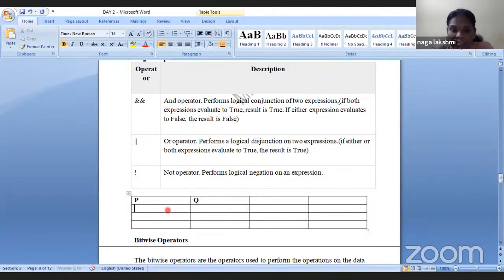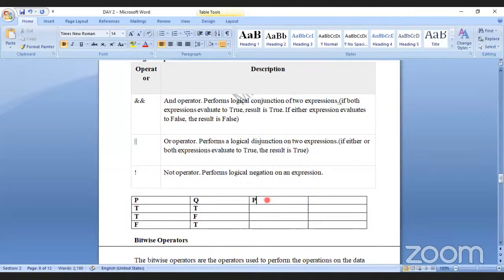TT, TF, truth table, FT, FF, girls. Okay, fine. Yes, ma'am. P and Q.